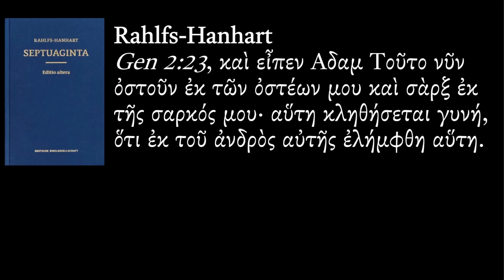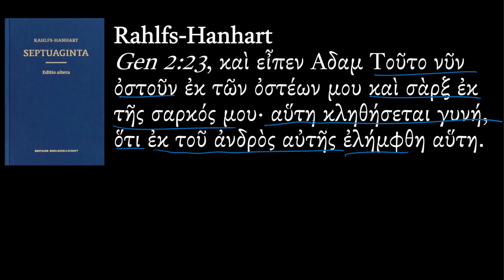But if we just look at one verse here, Genesis 2:23, here's the reading from Rahlfs-Hanhart. So kai eipen Adam, so Adam said, touto nyn, osteon ek tōn osteōn mou, so this now is bone of my bones. And then sarx ek tēs sarkos mou, flesh of my flesh. She, or this female. Klēthēsetai gynē, she'll be called woman, because ek tou andros autēs, from her husband, elēmphthē, and then autē, she or this one was taken.